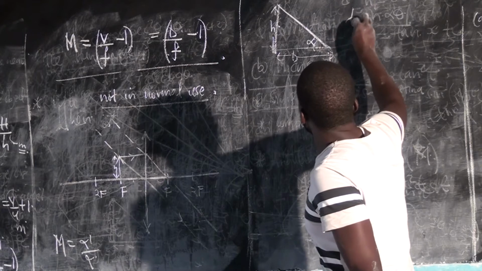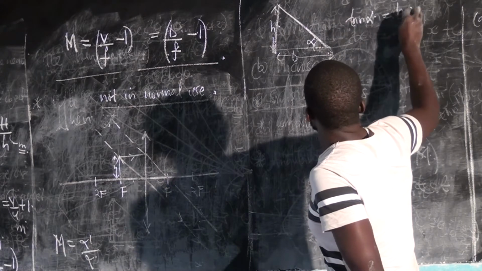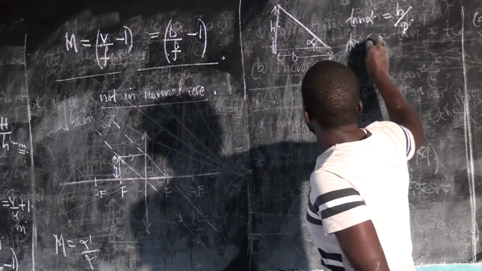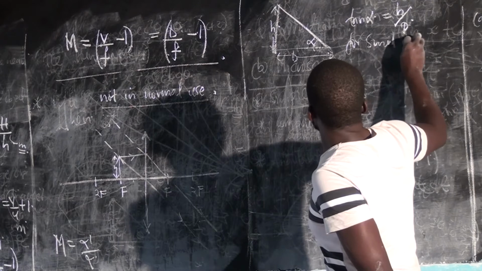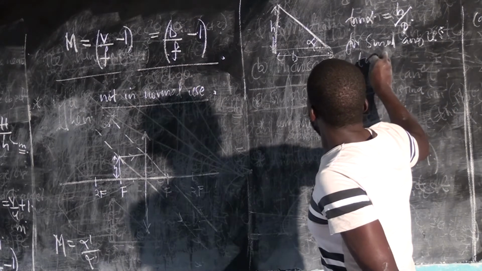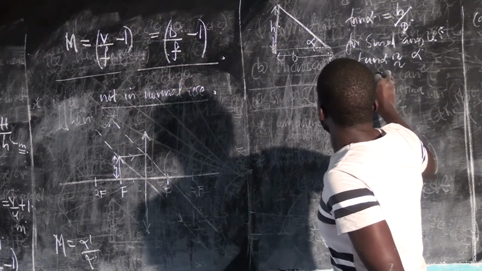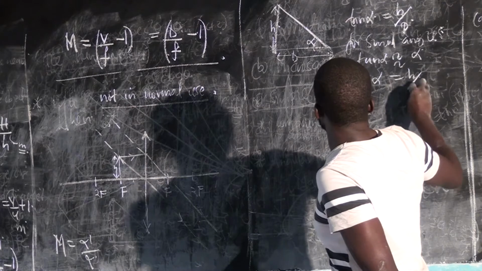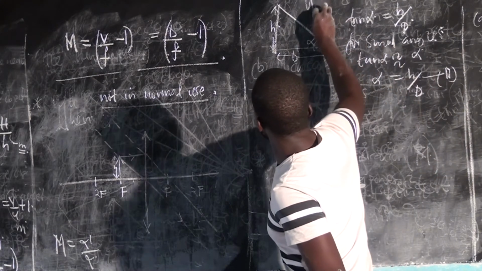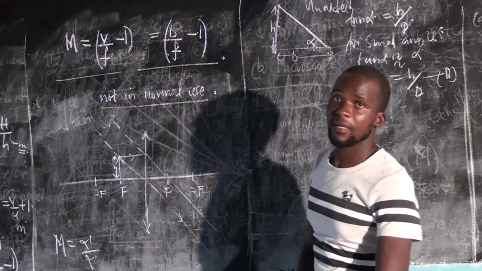So that means that tan of alpha is h over d. And for small angles, tan of alpha approximates to alpha, meaning that alpha is h over d. We keep this because this is for unaided. You are using your naked eye to see.